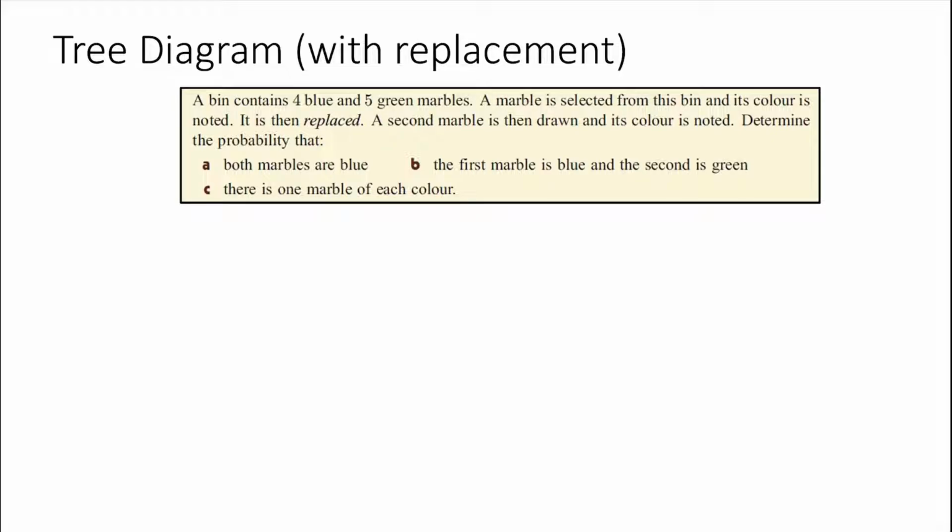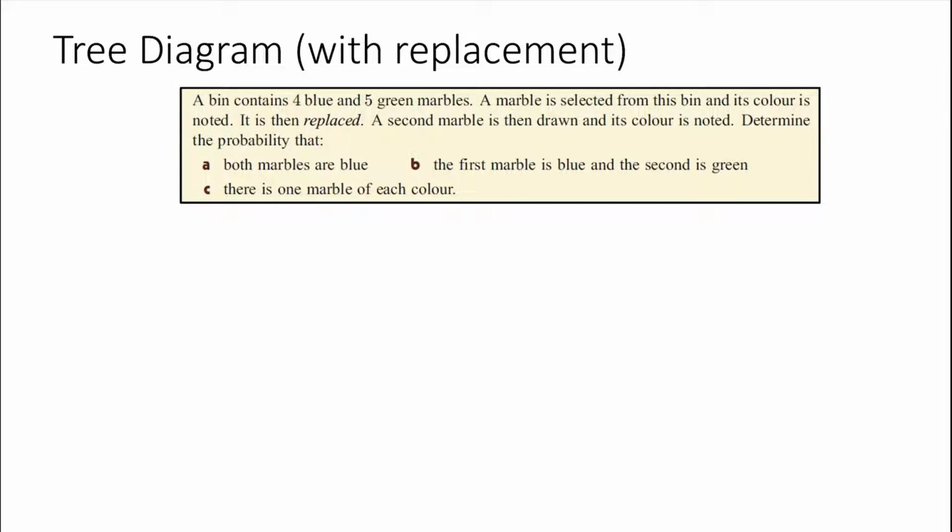If we withdrew a marble and then didn't replace it before selecting a second marble, we would say that's a without replacement question. So again, the wording here is pretty important. So after we replace that first marble, a second marble is then drawn and its colour is noted. And it wants to determine some probabilities. Before we do that, let's draw our tree diagram.